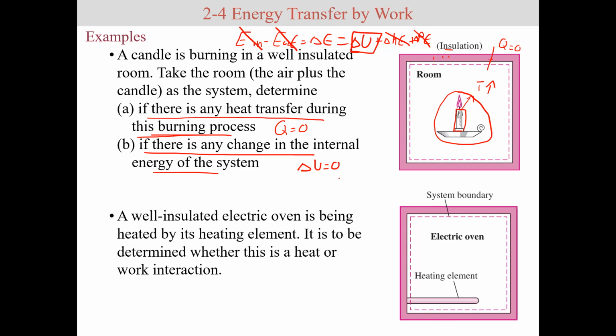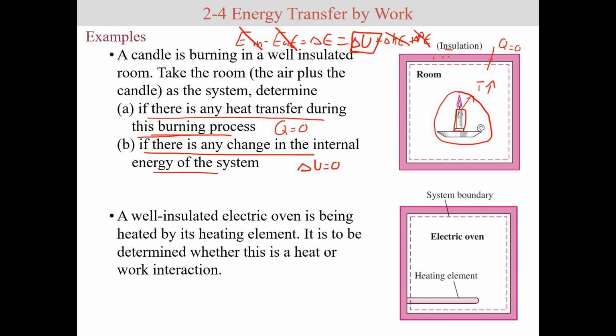Let's look at another example here. Let's say I have an electric oven, okay? I have an electric oven. The inside of the electric oven is the boundary. And here I have a heating element, right? So how does that heating element work? A heating element works because I have electrical energy coming into the heating element, and then the heating element is increasing in temperature, giving off heat from itself to the air inside the electric oven.